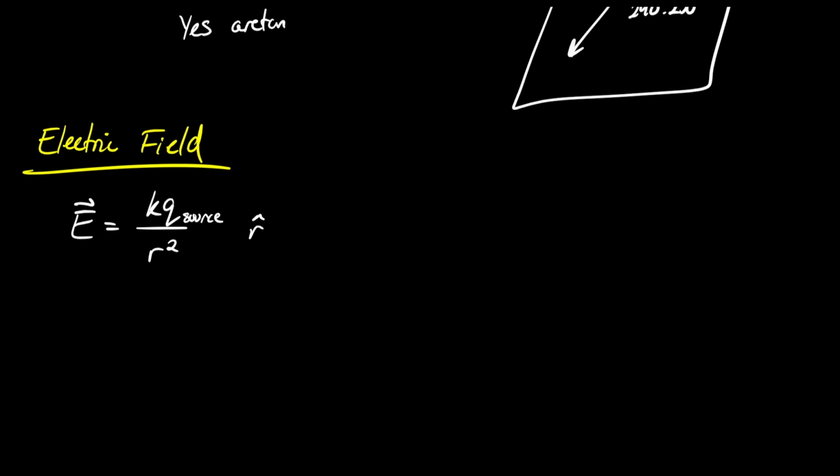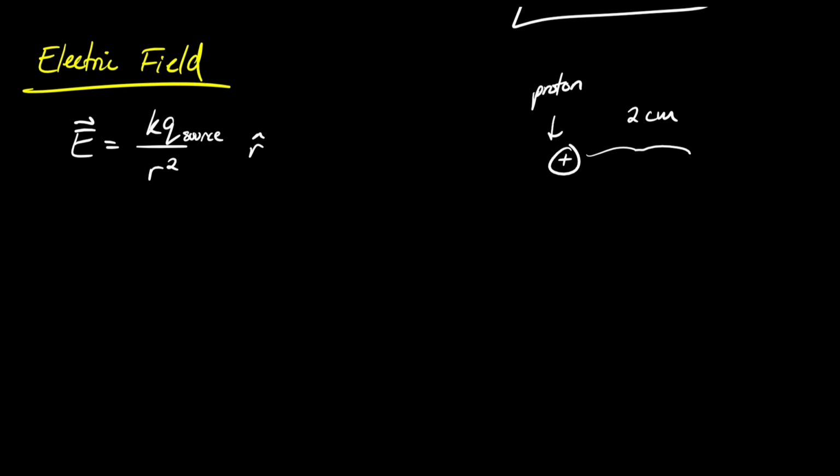So, as a quick example, if we're asked what is the electric field 2 centimeters away from a proton, this is going to be a crazy number, remember, because the charge in coulombs of a proton is ridiculously small. The electric field is going to be computed as K as usual. The charge of a proton, remember, is this number, 1.6 times 10 to the negative 19th coulombs. And then we divide it by the distance squared.